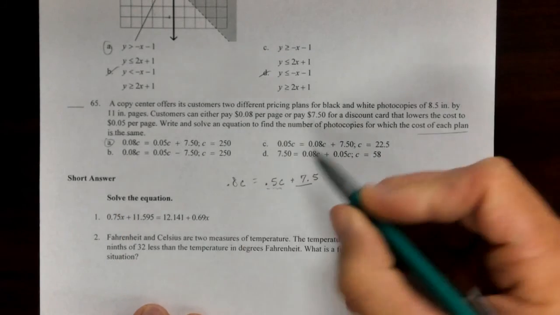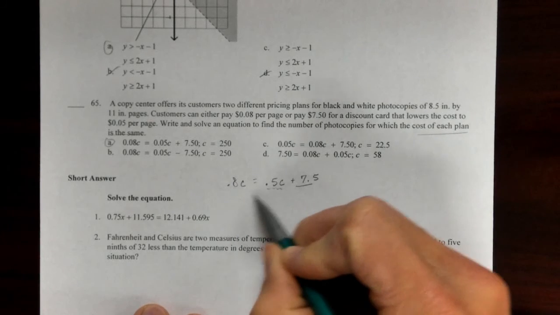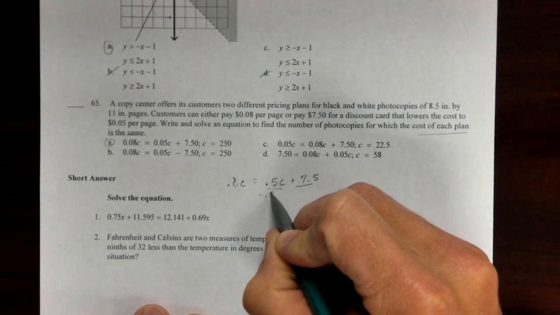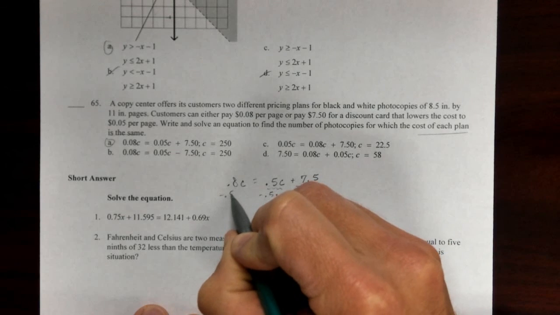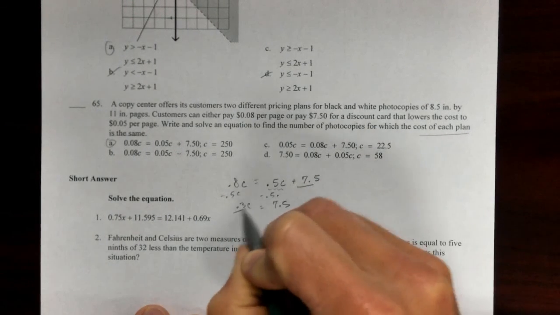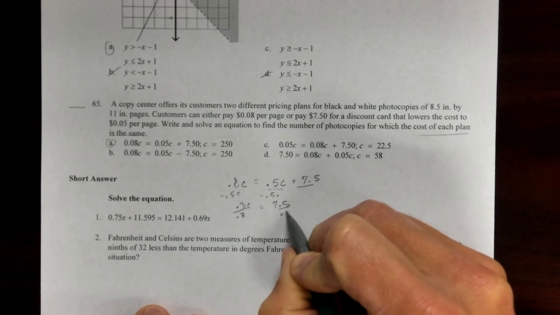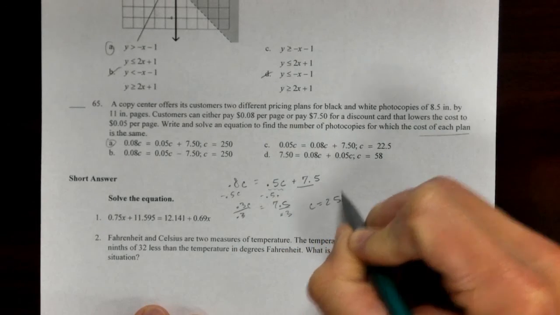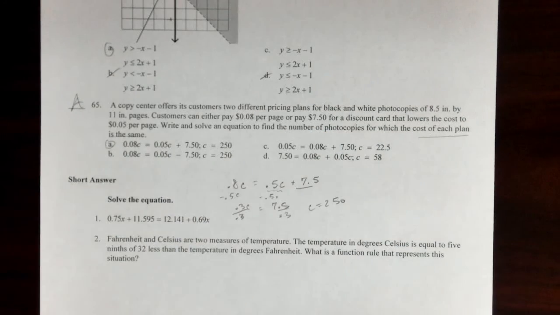Now to solve for C, we need to combine like terms here, so we need to get them on the same side. So I'm going to subtract 0.5C on both sides, and I get 0.3C is equal to 7.5. Last step, divide by 0.3 on both sides, and we get C is equal to 250. So A is your answer.